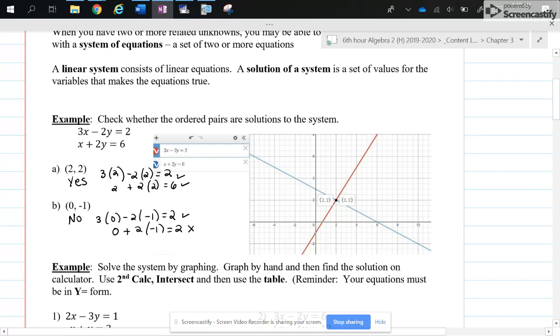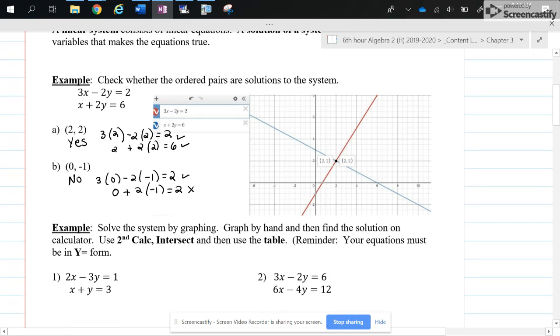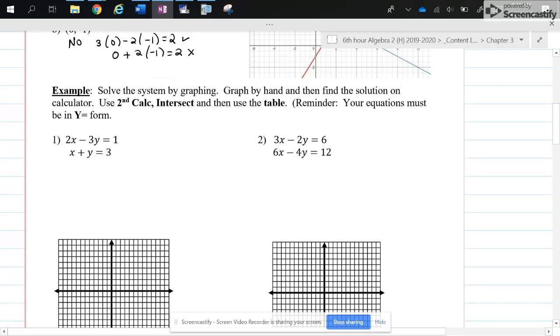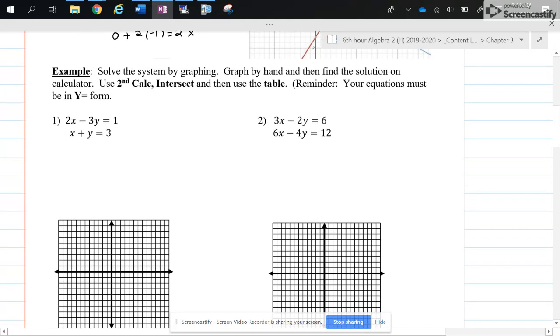And we can see to the right, I've graphed the two equations on Desmos. We can see that (2, 2) in a graph is the ordered pair that satisfies both equations, and on a graph, it's the point of intersection. So when we're looking for the solution to a system by graphing, we're looking for the point of intersection. So we can solve this system by graphing by finding the point of intersection.